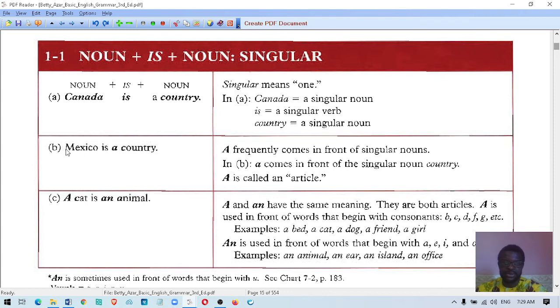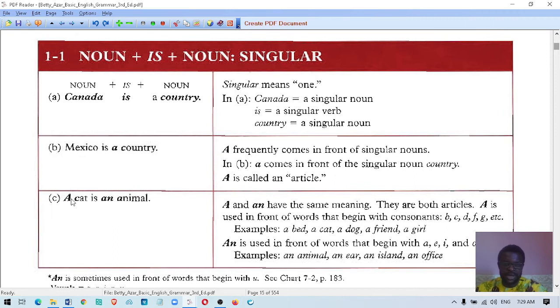So B section says Mexico is a country. See, Mexico is a country. Because Mexico is a country, that's why we're using is, which shows that it is what? A singular noun. And we're using a country to tell us that it's just one country.